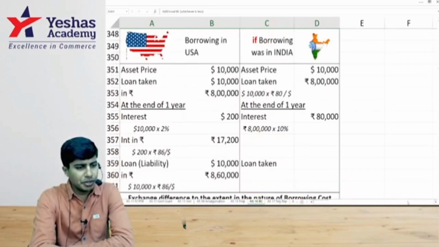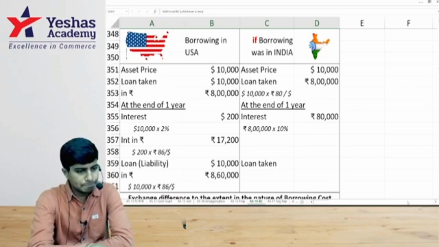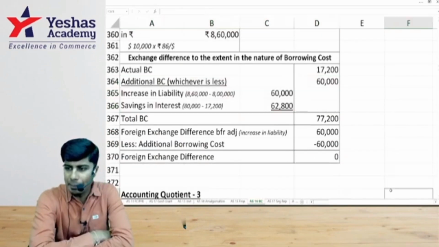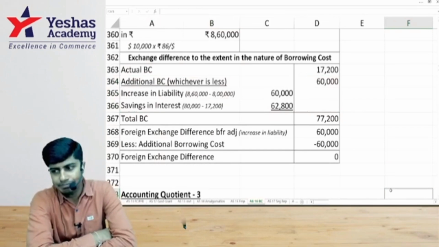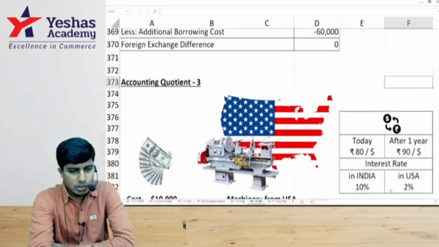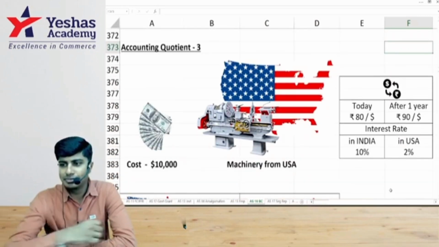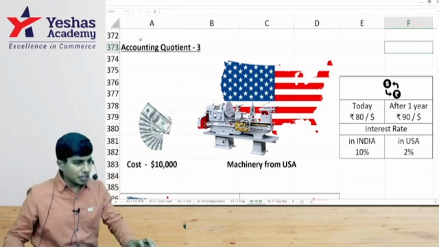So this is the computation for borrowing. And this is the computation of borrowing cost to be capitalized and the exchange difference which is balanced. And let's solve one more question, and this will be the last example. Please copy. Understand this third accounting question.